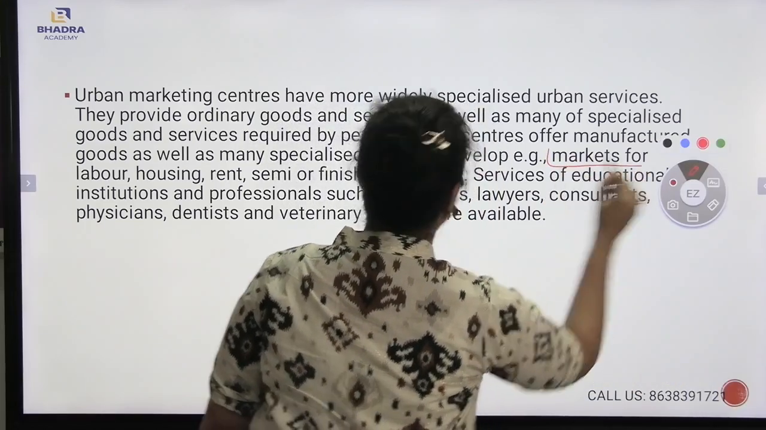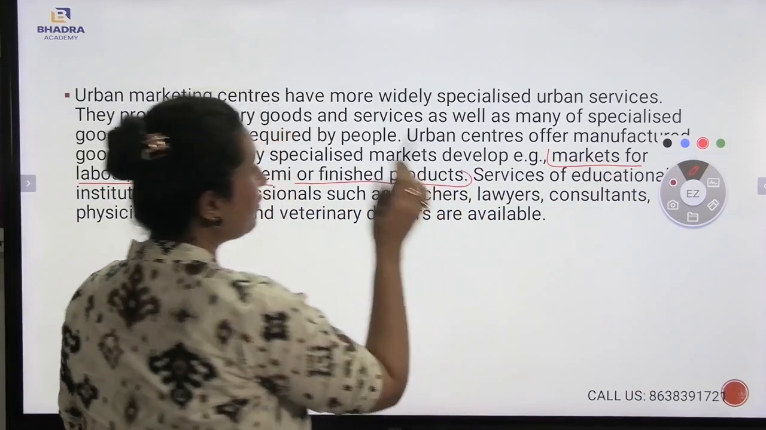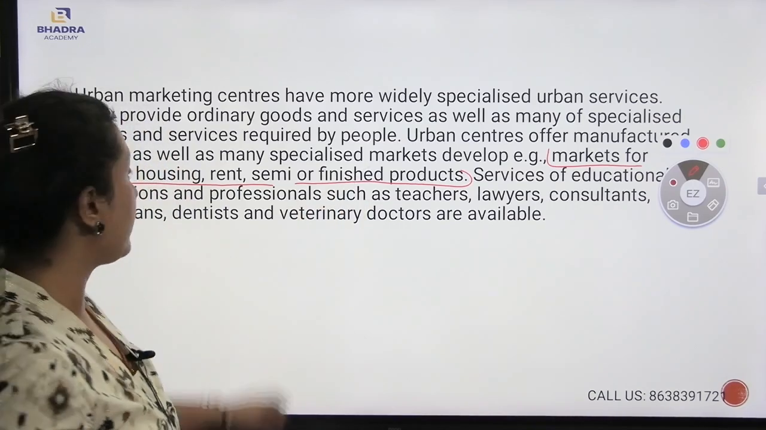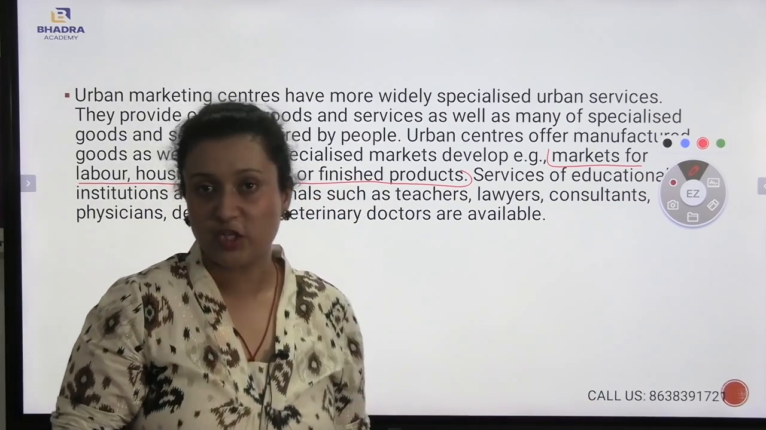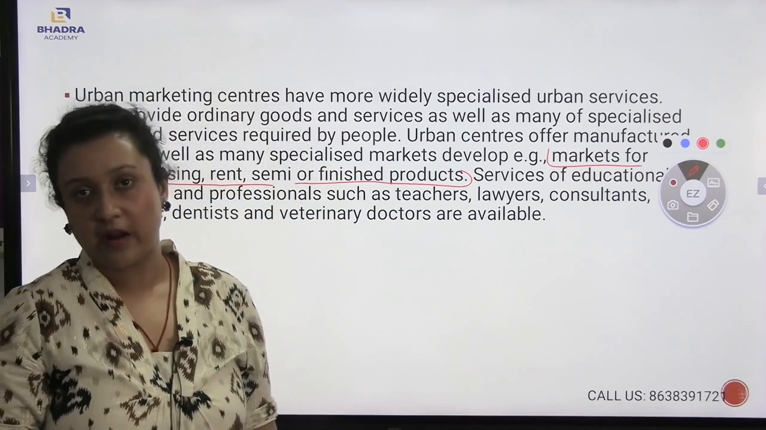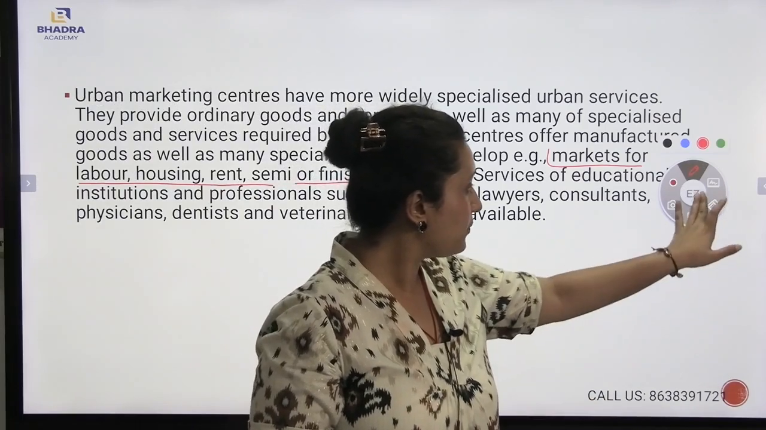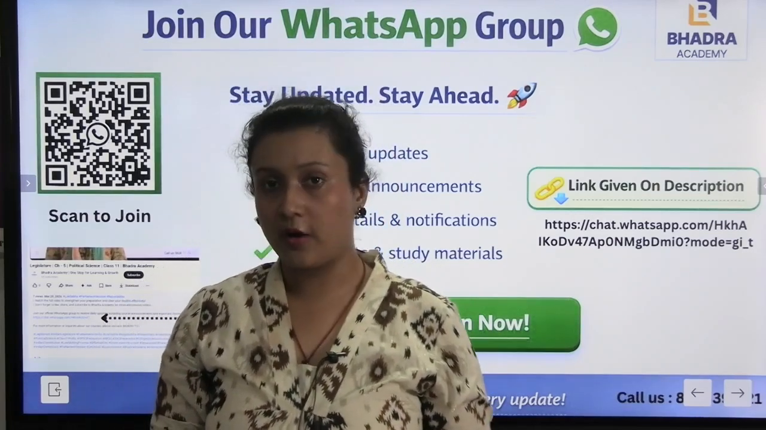There are markets for labor, housing, rent, semi or finished products. You see, these markets for labor and rent are mostly common in the urban centers. Also, semi-finished goods or finished products can be sold to the people around under the urban marketing centers. I hope you have understood the difference between rural marketing and urban marketing.